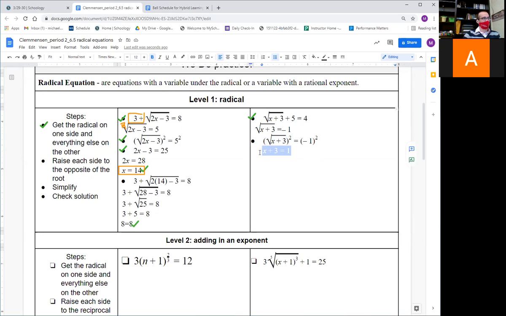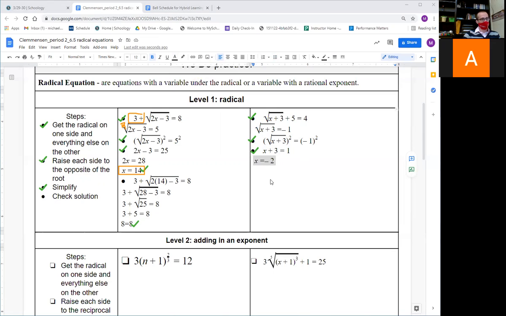I end up with x minus 3 equals 1 on this right side. Now that that's all done, we finished up this step. All done. Last step, do some simplifying. X equals -2. Step 3 done.